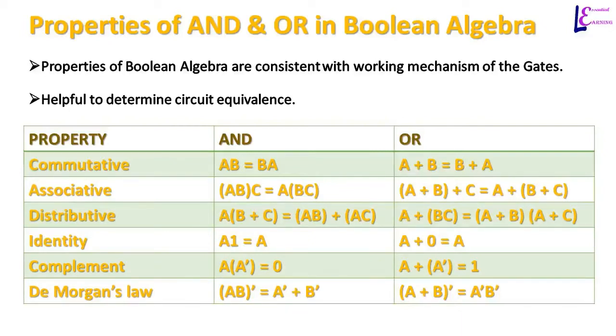Performing AND operation of a variable with its complement or inverse results in 0. And performing OR operation of a variable with its complement or inverse produces output of 1.